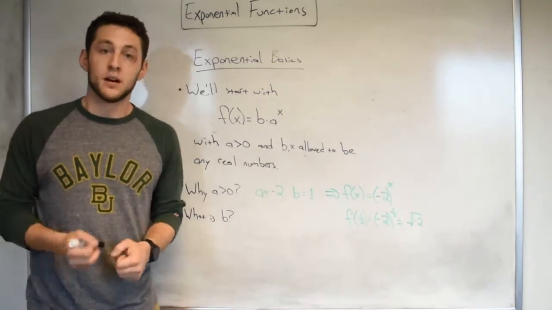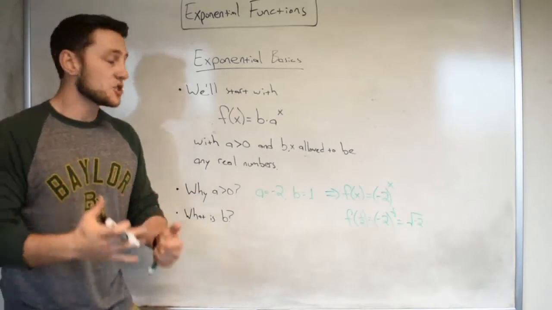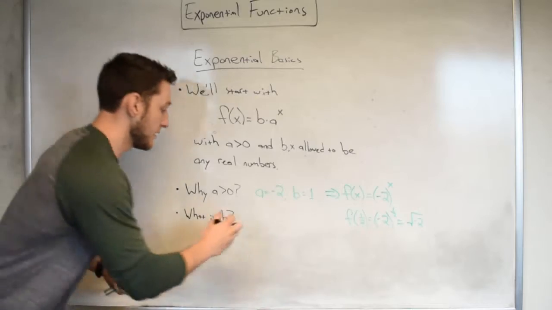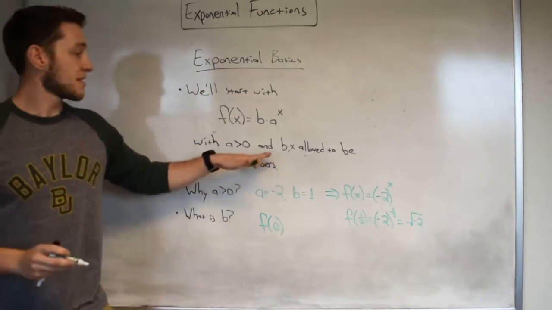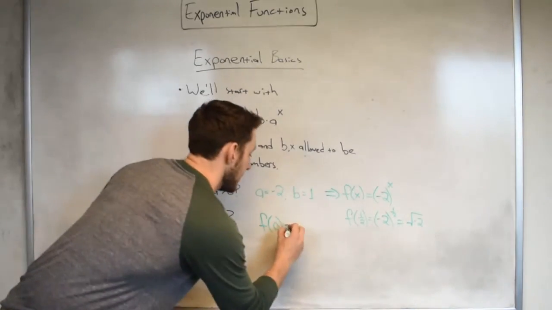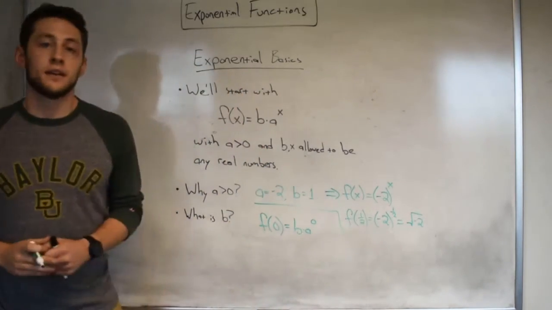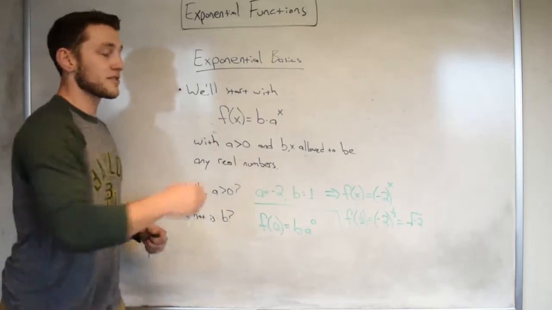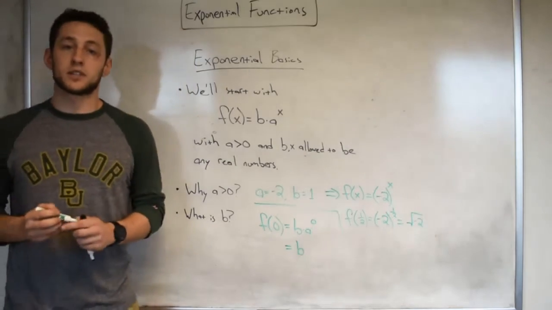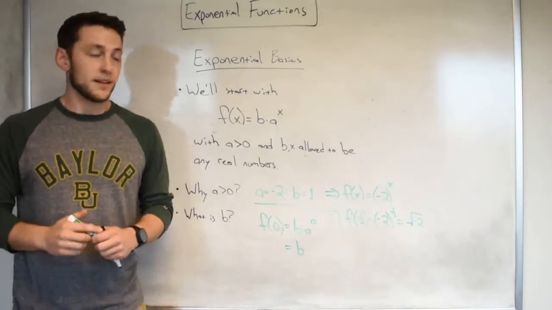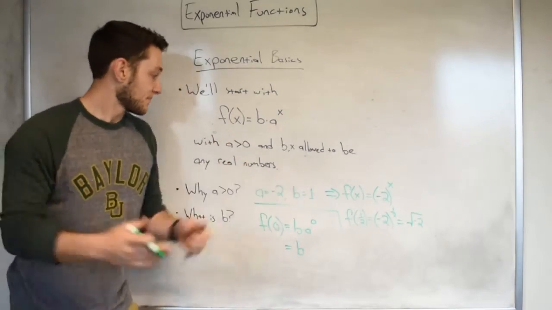Now what is b? Well, b actually ends up being our y-intercept. Remember that a y-intercept is just what happens when x equals 0. So if I were to plug in 0 to any of these functions satisfying this, I would get b times a to the 0th power. But a to the 0th power, since a is greater than 0, will actually just be 1. So I just get b times 1, or just b. So, helpful to think about, b is just your y-intercept, and a is just going to be greater than 0.